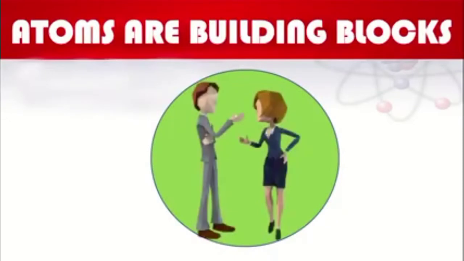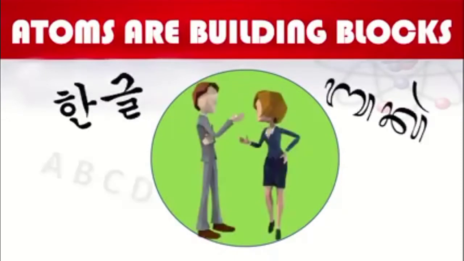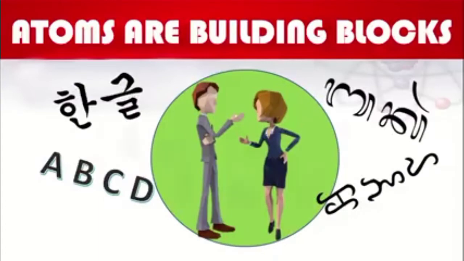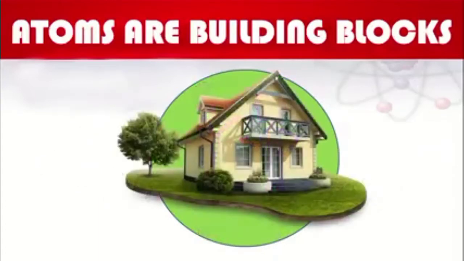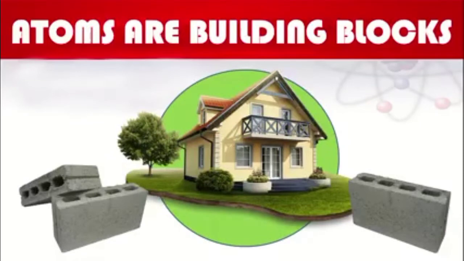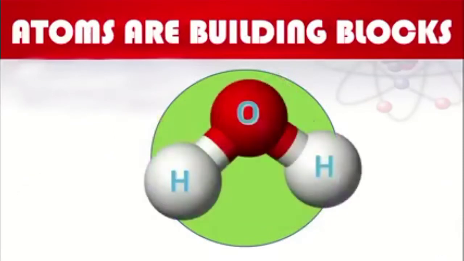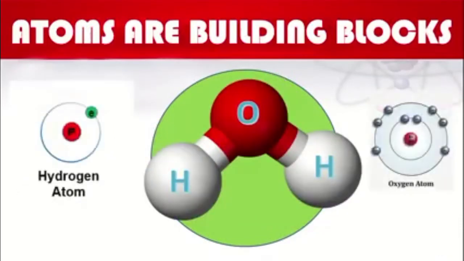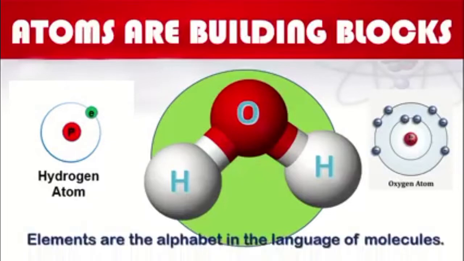If you want to create a language, you'll need an alphabet. If you want to build a house, you'll need hollow blocks. Now, if you want to build molecules, you will need atoms of different elements. Like, for example, water molecule is composed of 2 atoms of hydrogen and 1 atom of oxygen. Elements are the alphabet in the language of molecules. Each element is a little bit different from the rest.